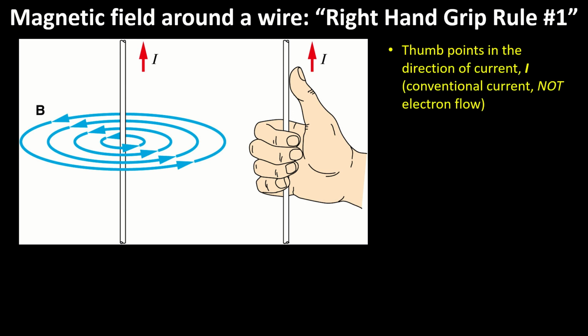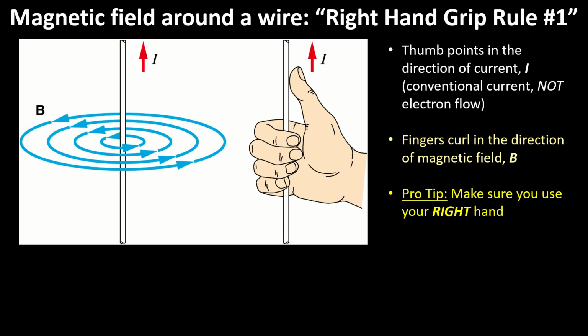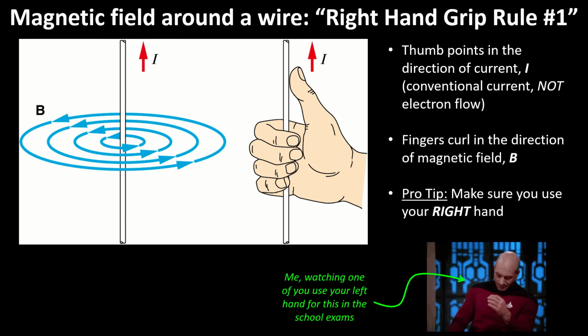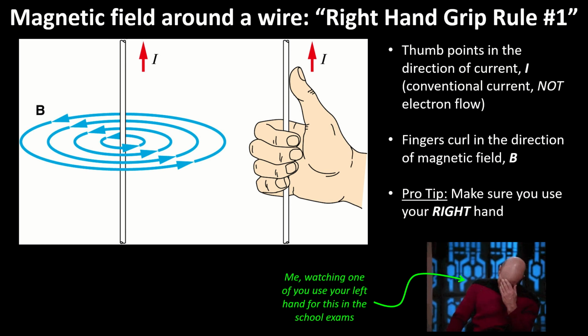Okay, and just to be clear, when we talk about current there, we're talking about conventional current, not electron flow. So your thumb points in the direction of the conventional current and your fingers curl around in the direction of the magnetic field. And I'll say it again, pro tip, make sure you use your right hand. There are always people in assessments who do it the wrong way around, and you always see someone doing this with their left hand, and you just know that that's not going to turn out well.